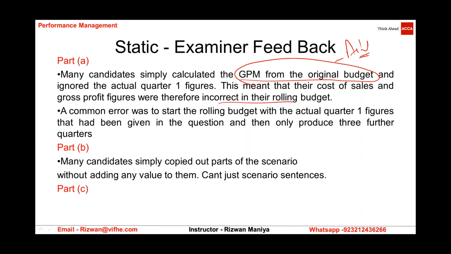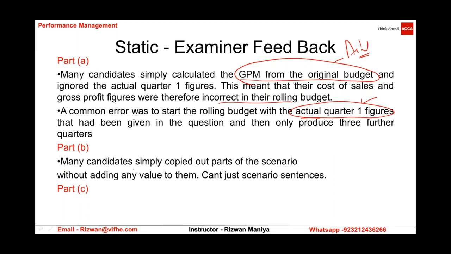Another error, a common error, was to start rolling budget with actual quarters. There were answers where people started with the budget. So this is the examiner feedback, that there were few people that started from the budgeted figures rather than actual figures, and they were not using actual gross profit margin and were using budgeted gross profit. This is the examiner feedback.